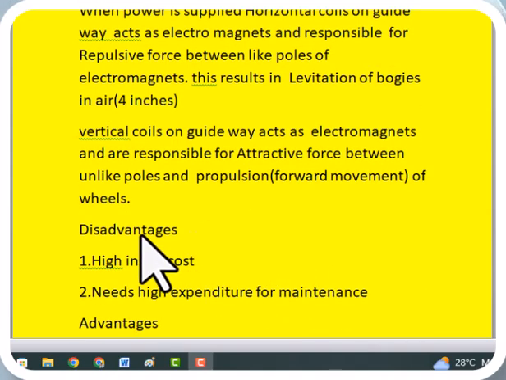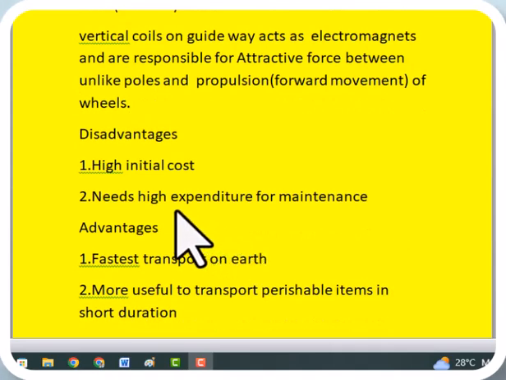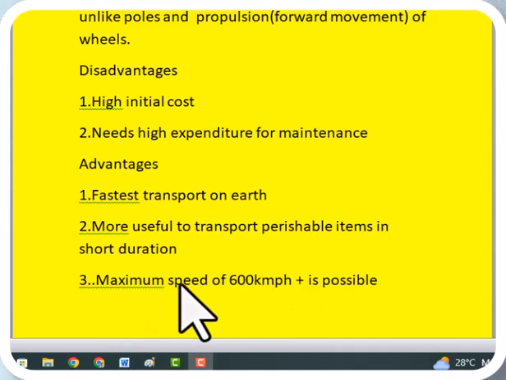The disadvantages of this magnetic levitation are that its initial cost or investment is very high, and it also requires a lot of maintenance because it requires a lot of power. And the advantages are that it is the fastest transport facility available on earth, and it is more useful for transporting perishable goods like agriculture products and horticulture products, and its speed of almost 600 km per hour is possible, more is also possible.